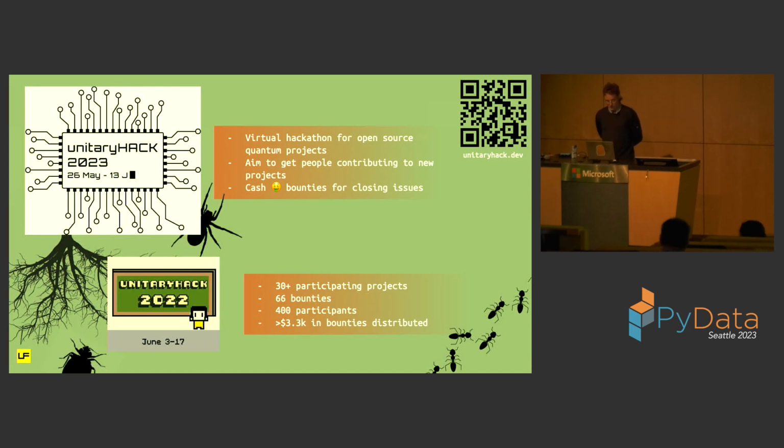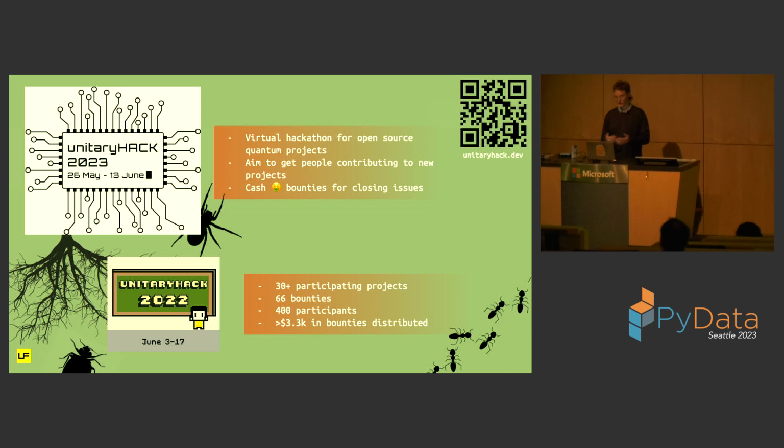The other thing that we do is every year we put on a virtual hackathon called Unitary Hack. This is a virtual hackathon aimed at getting people contributing to new projects. How we do this is we have open source quantum projects that are participating, and we give them usually around $300, which again we know is not a whole lot, and they're able to take that money and distribute it across a set of bounties that they can put up for the hackathon.